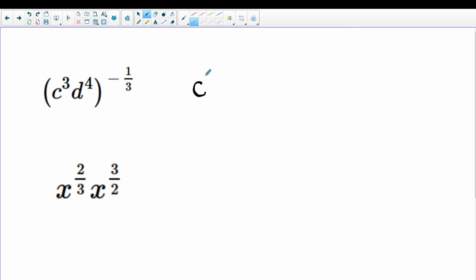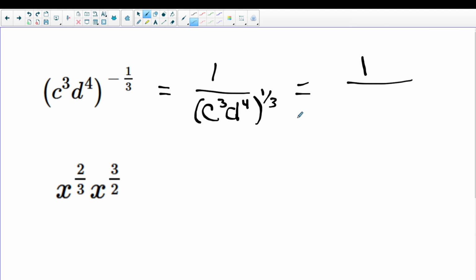Let's try that again. This negative 1/3 power here, let's do the negative part of this first. This negative part of it just simply means to flip it over. So this just means 1 over c cubed d to the 4th, and all of that is raised to the 1/3 power. So we moved this down to the denominator and made it positive. So this is just simply going to be 1 over c, and we're going to multiply these together. This is c to the 3/3, right? So 3 times 1/3 is 3/3.